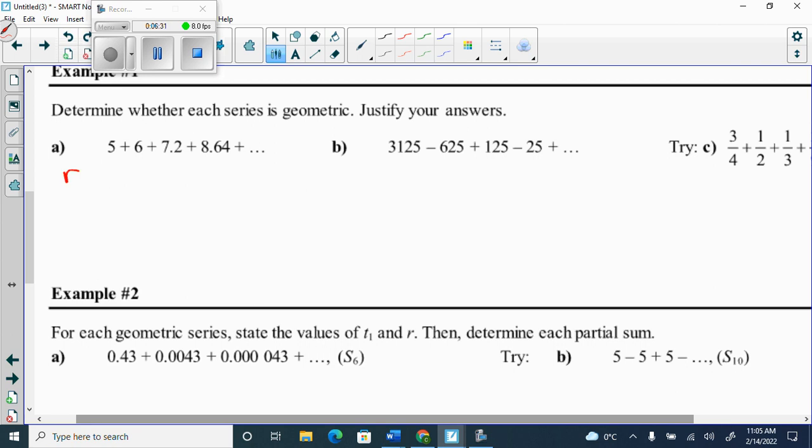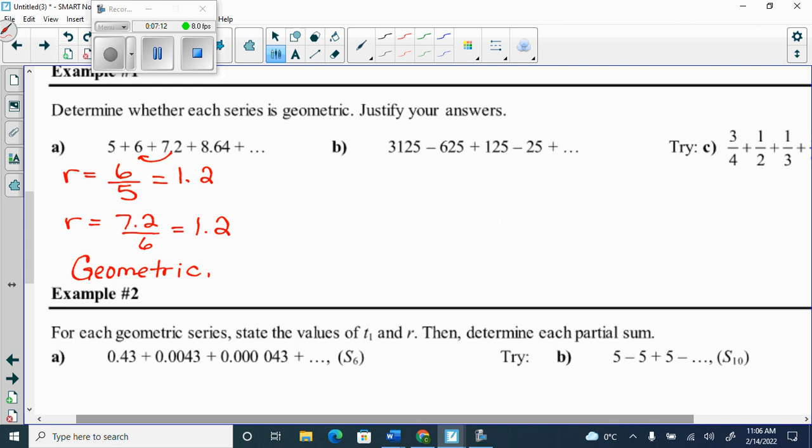So we're going to do r equals 6 divided by 5. So term 2 divided by term 1, which is 1.2. And then I do term 3 divided by term 2, 7.2 divided by 6. And if these are not the same, it is not geometric. 7.2 divided by 6, 1.2. Are they the same common ratio? Yes, so it's geometric. And if they ask you to justify on a test, you have to say, because they have the same common ratio.